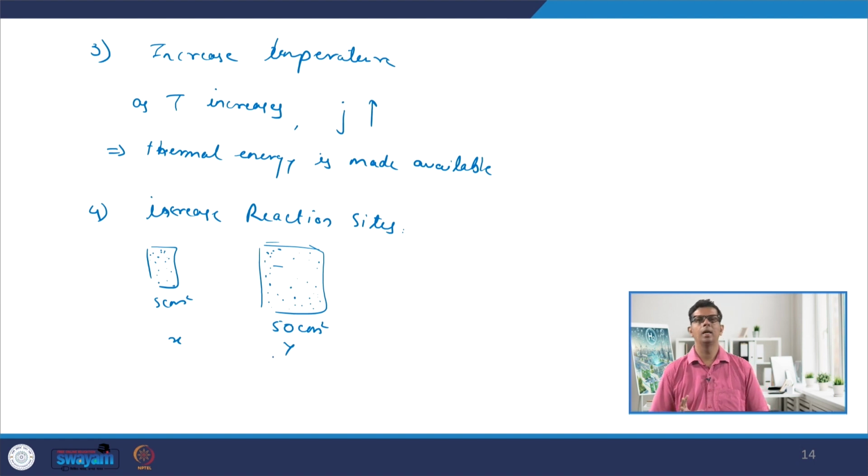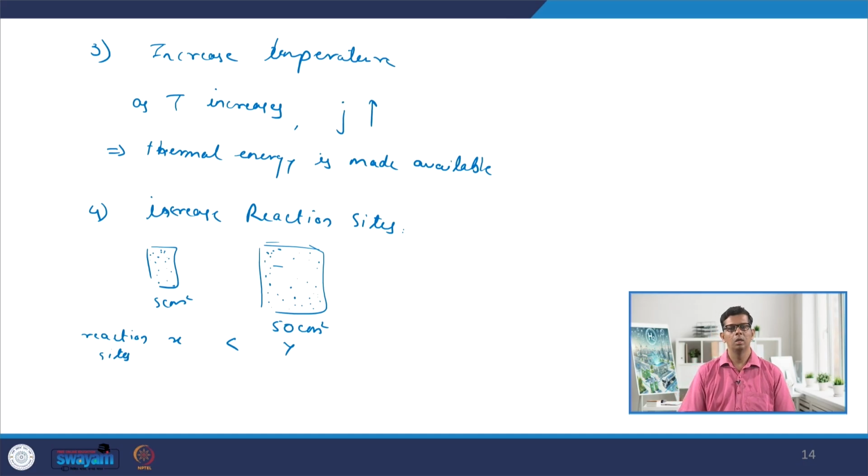So, as the area of the electrode is increased, the number of reaction sites will also increase. And that will lead to more reactions happening simultaneously at the electrode surface, and that is why if the electrode area is increased, we can expect more current to be generated from that particular cell. That is one of the reasons why we have to increase the reaction sites. In other words, we have to increase the area of the cell.